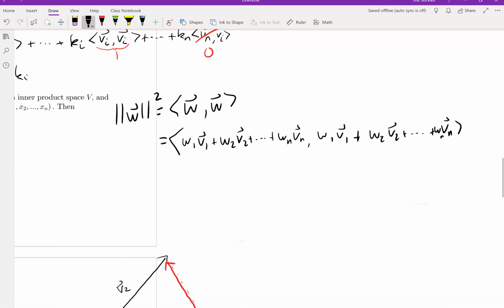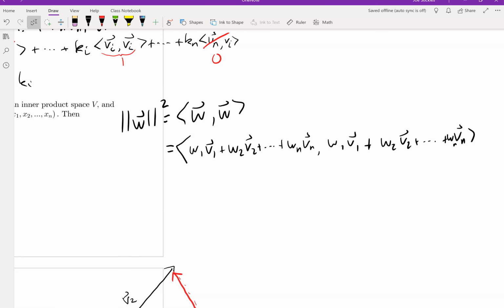And then with our properties of the inner product, we know we can do a big, long distribution of these things. Now, we get a little bit of help. I'm not going to write them all out because we get a little bit of help with these things. But the first one would be, I would take this one times this one. You would get w1 squared times the inner product of v1 with itself. If we take the first one and the second one, we would get w1 w2 times the inner product of v1 with v2.